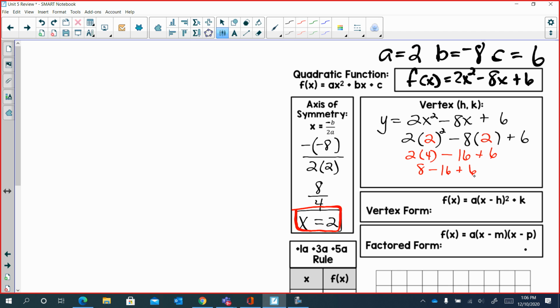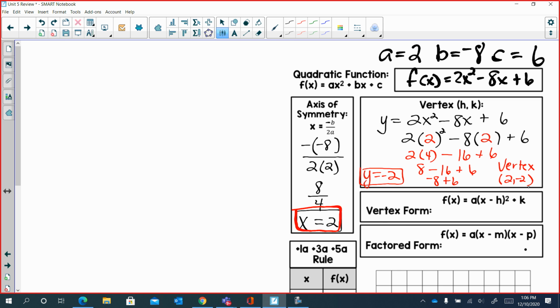What's 8? Yeah, what do you mean, the final answer? Or are you talking about what? Yeah, -8 and then plus 6, right? Yeah, so the y equals -2. You're right. So that means the vertex is 2, -2. Very good.